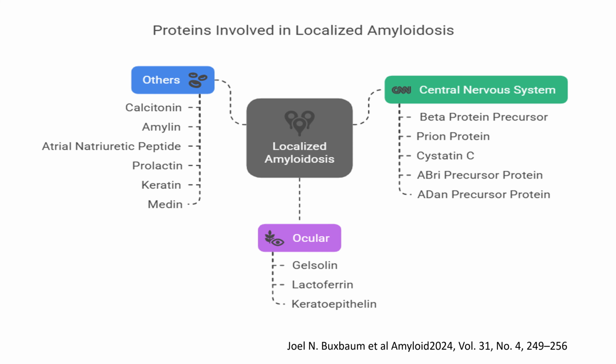Localized amyloidosis differs from systemic amyloidosis in that it affects only one organ, for example the brain: beta protein precursor for Alzheimer's disease, alpha-synuclein amyloid protein of Parkinson's disease, prion protein for Creutzfeldt-Jakob disease, ABRI precursor protein, a precursor of the amyloid protein of British familial dementia in the human brain, and ADAN precursor protein for Danish familial dementia.